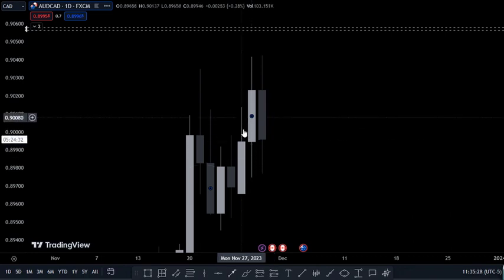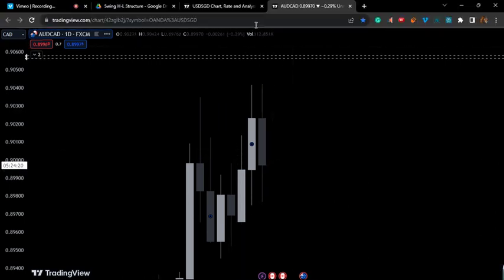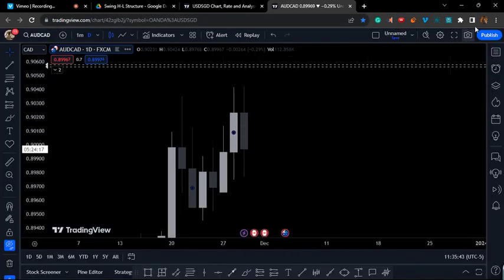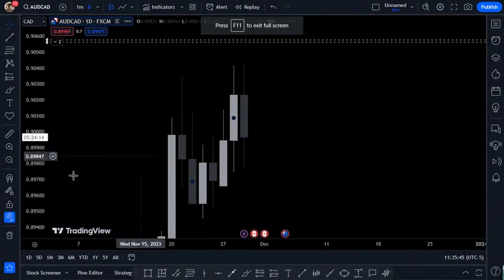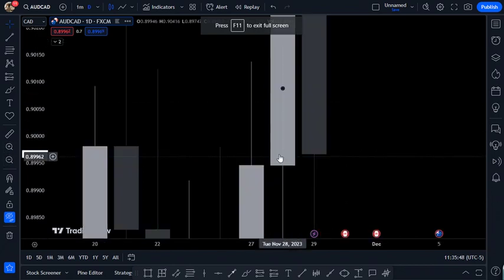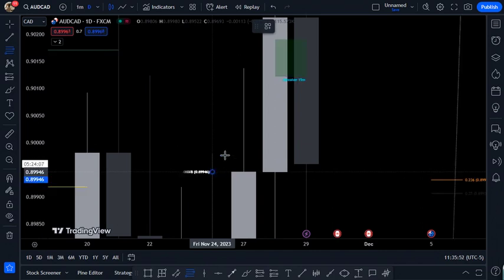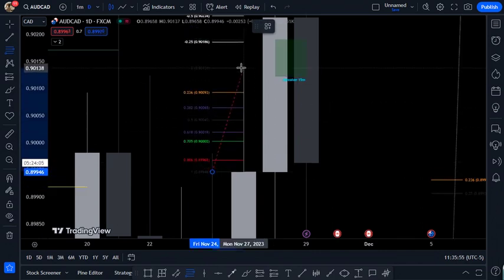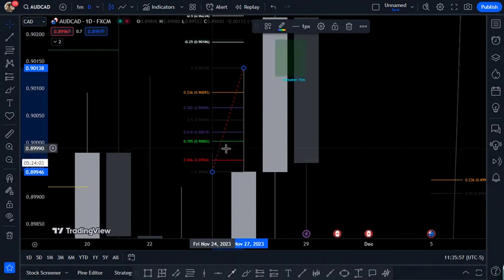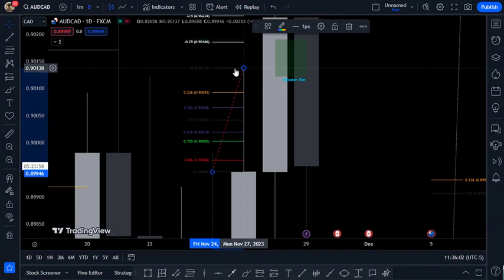The targets were, I always target the opening price, the closing price of this candle here. And then I broke this whole wick up into 25% standard deviations right here. Let me show you what I mean. This wick right here, I broke it up into standard deviations of 25%. So if I put the Fibonacci on here, this is 75%, 50%, 25%, and then of course the wick high.